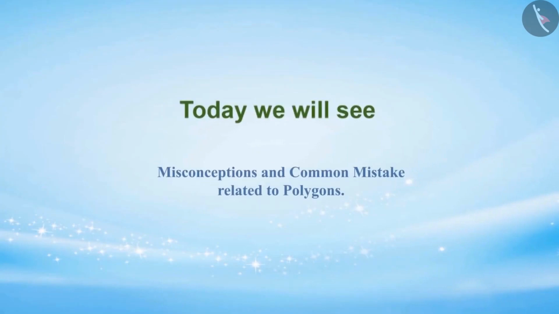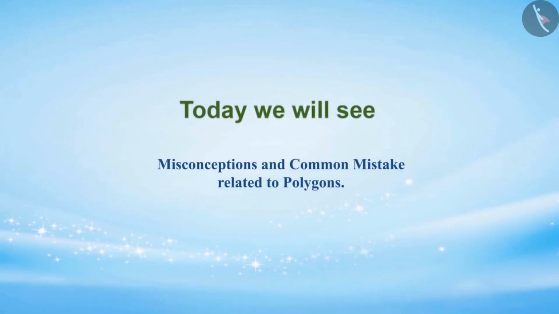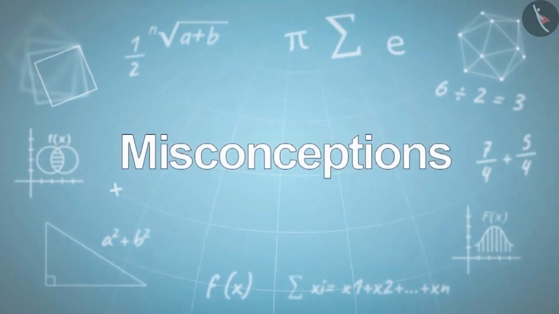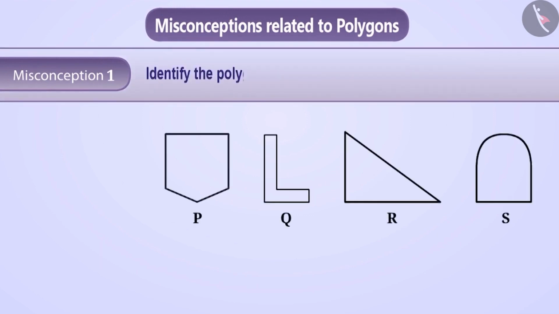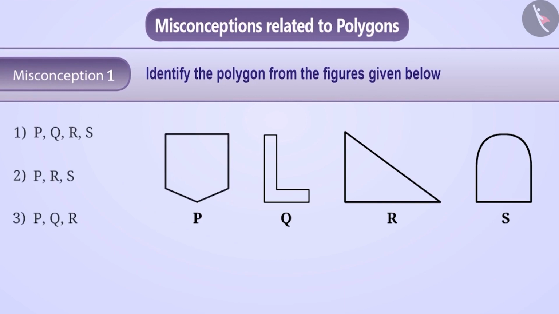Today, we are going to see some misconceptions and one common mistake related to polygons. Misconception 1. Identify the polygon in the figures given below. Many students do not understand the concept of polygons correctly. They think that since all these shapes are closed figures, they are all polygons. So they give the answer as option 1, which is the wrong answer.